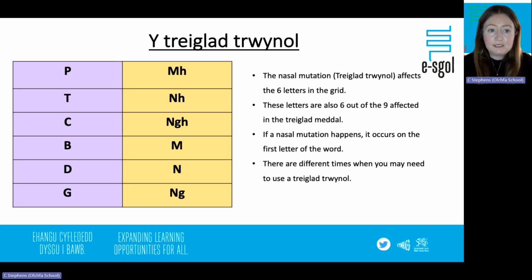Now, I've already discussed this earlier on, but there are 9 letters that change in soft mutation. And these 6 are also affected in the soft mutation, but it's only 6 this time, and then 3 in the aspirate mutation. So PTC and BDG are always affected in the soft and the nasal mutations. There are different times when you may need to use a treiglad trwynol. It is not one word and one word only that affects this. There are different instances where this may need to happen.